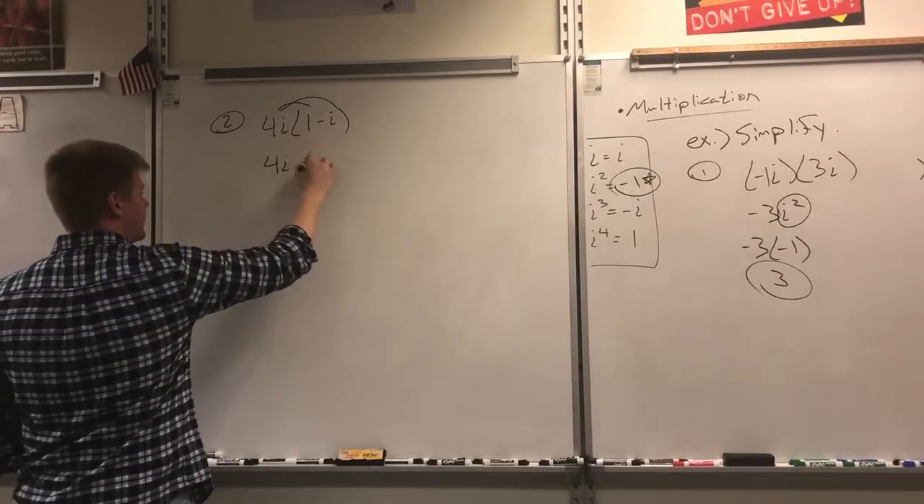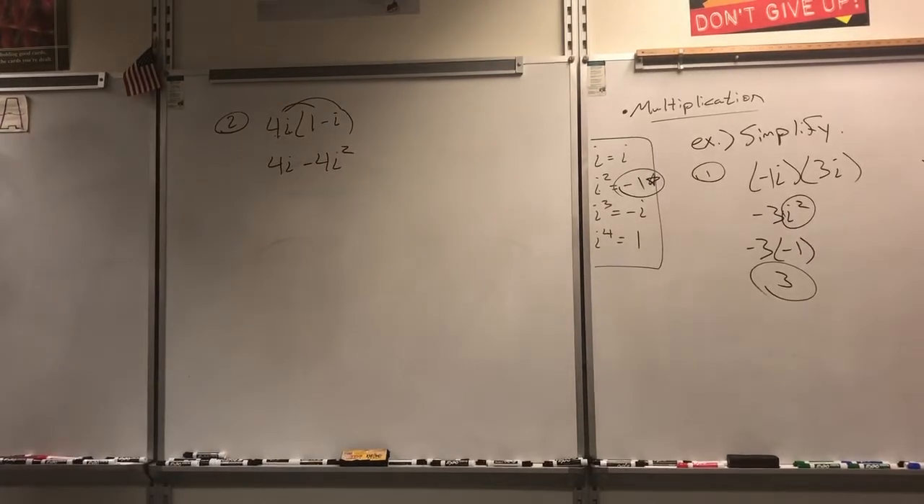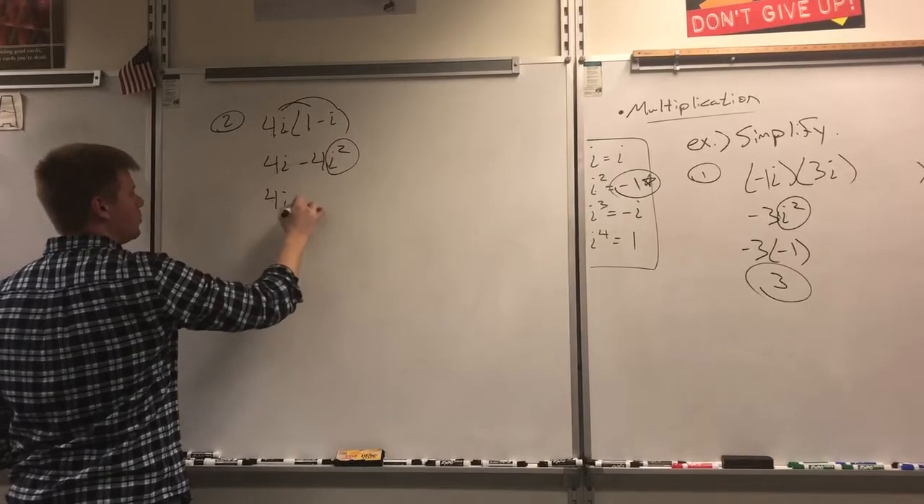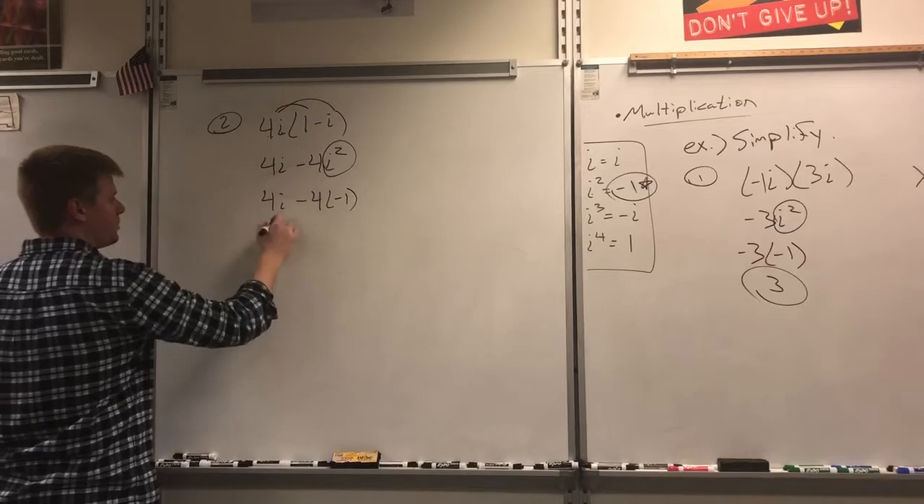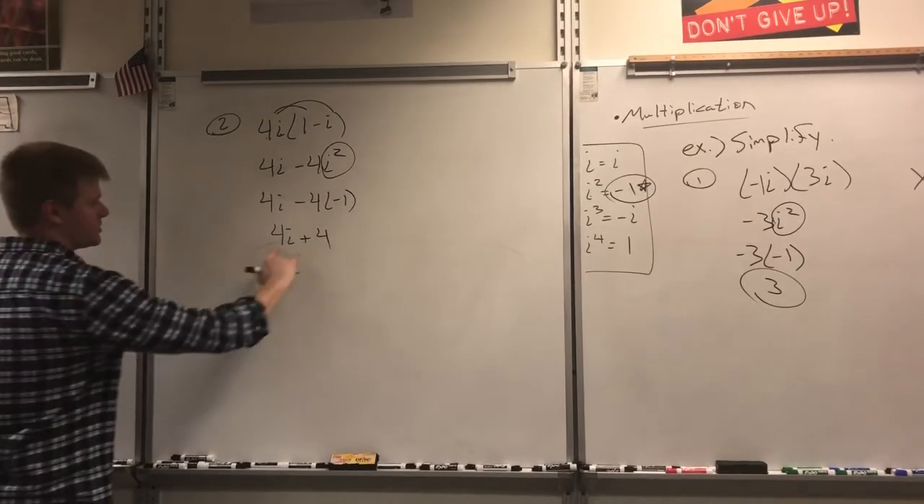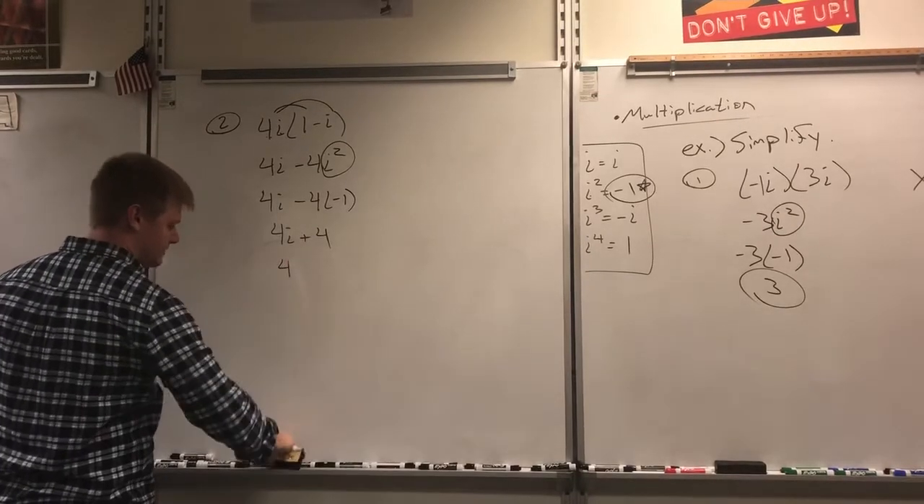4i times negative i is negative 4i squared. Careful with this, i squared. Which once again, just like the last problem, must be replaced with negative 1. Now I just multiply negative 4 and negative 1 to give me plus 4. Once again, I'm not quite there yet, I just have to reverse it to get standard form of a complex number.